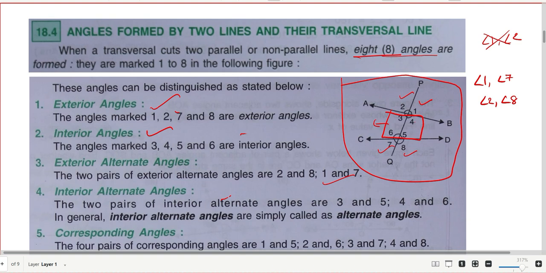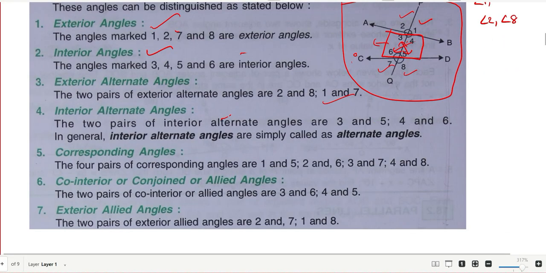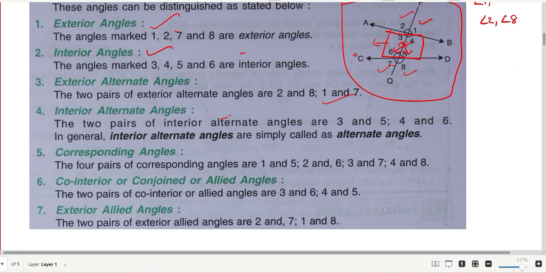Alternate interior angles means what? Two non-adjacent interior angles which are on alternate sides of the transversal, like angle 3 and angle 5. Angle 3 and angle 5, angle 4 and angle 6 are said to be alternate interior angles. In the same manner, we have the fifth type of angles, that are corresponding angles.